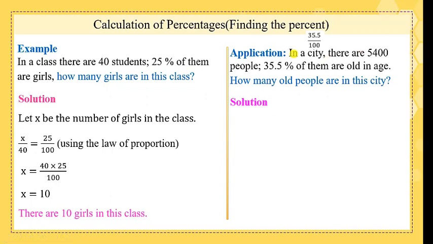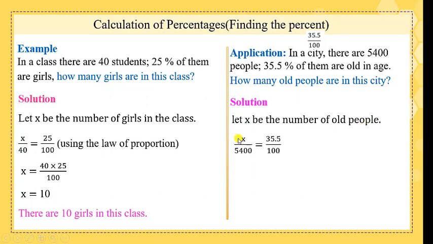How many people do we have in this city? We have 5,400 people. So 5,400 must be in the denominator because 100 is the denominator. What do you have to find? We have to find the number of old people, which is 35.5%. It must face the part. Do we know the number of old people? No. So let x be the number of old people.